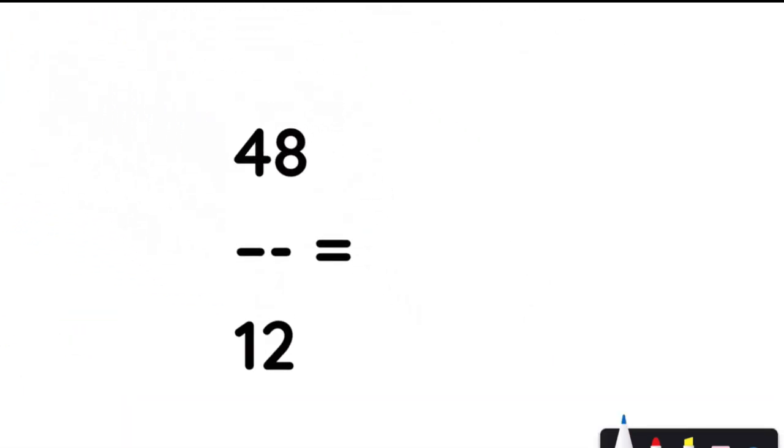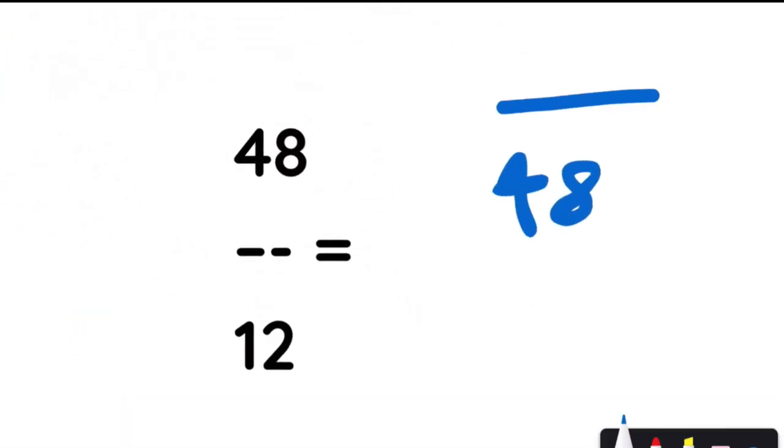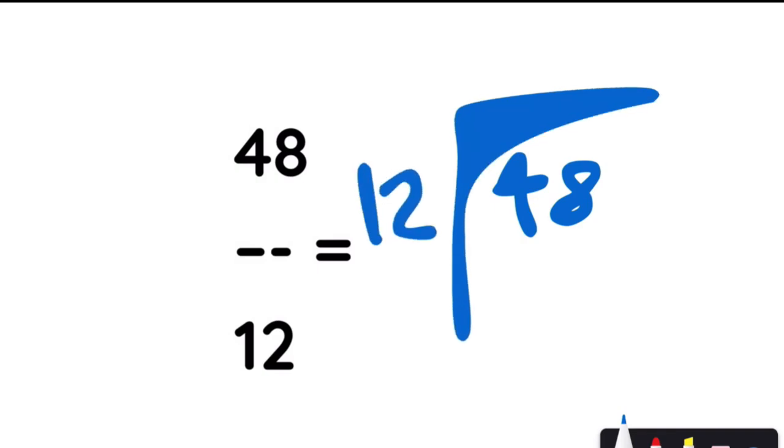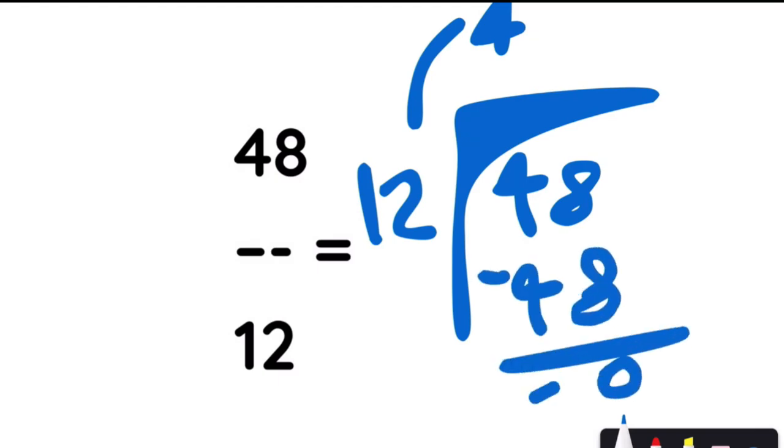48 divided by 12. So 48 divided by 12, I can fit exactly 4 12s in 48. So I will write 4. 4 times 12, 48. 0. When my remainder is 0, there is no need for me to write the fraction. Only the quotient is my answer.